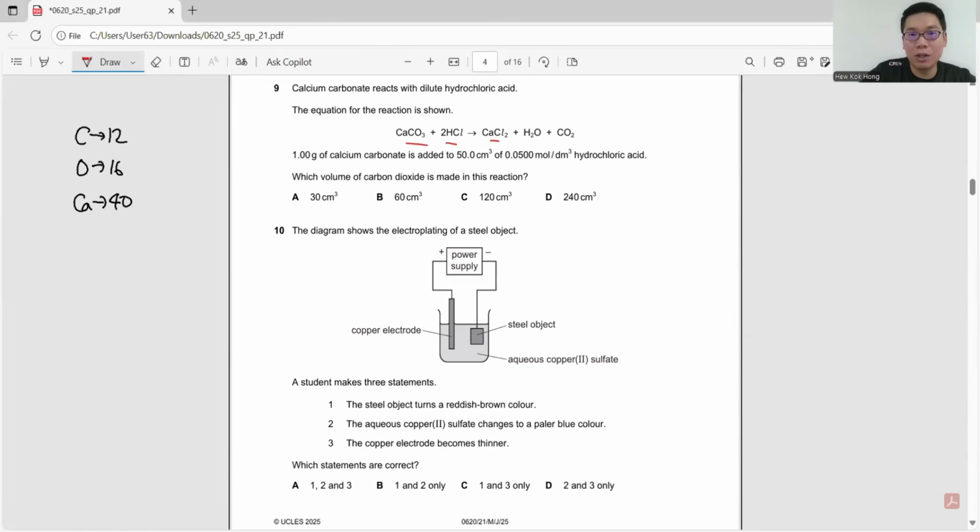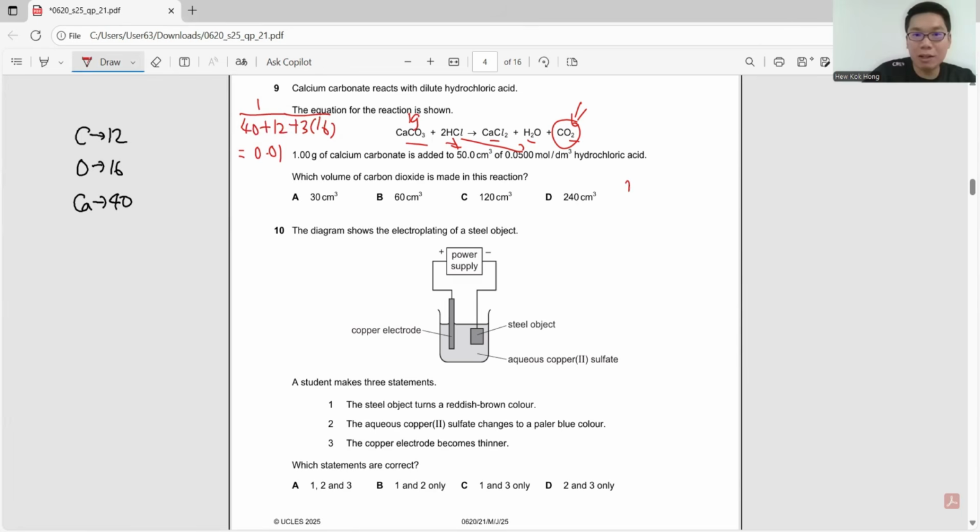9. Calcium carbonate reacts with dilute hydrochloric acid. So this is the equation. They say 1 gram of calcium carbonate is added to this amount of HCl. Which volume of carbon dioxide is made in this reaction? So we need to find the number of moles to compare how many moles of CO2 will be released. We check CaCO3 first. The mass for calcium carbonate is 40, 1 C and 3 O. So it will become 0.01 mole.